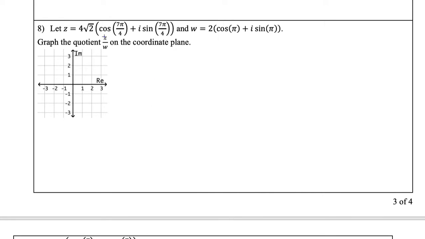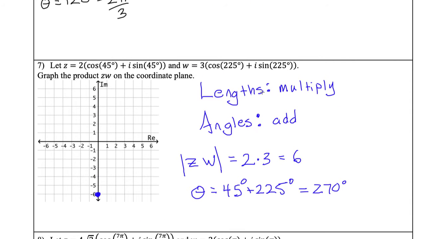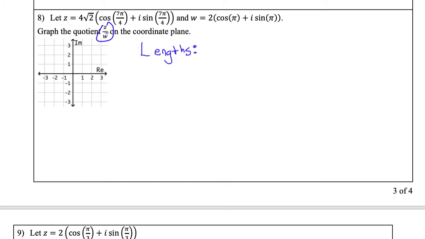Again, whenever I'm dividing now, let's talk about what's happening with the lengths. If I was multiplying before, and now I'm dividing, what do you think I'm going to be doing? Dividing. Yeah. What about the angles? Subtracting. There it is.